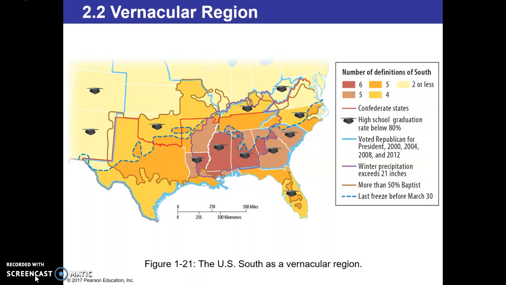Take a look at figure 1-21 on page 17 of your textbook. It's also provided here. Many of these features can be measured. Environmentally, the South is a region where the last winter frost occurs in March and rainfall is more plentiful in winter than in summer. Cultural features include relatively high adherence to the Baptist religion and preference for Republican presidential candidates, relatively low rates of high school graduation, and joining the Confederacy during the Civil War.